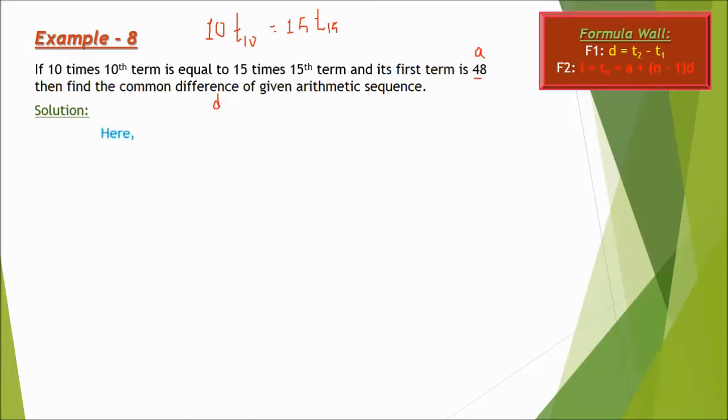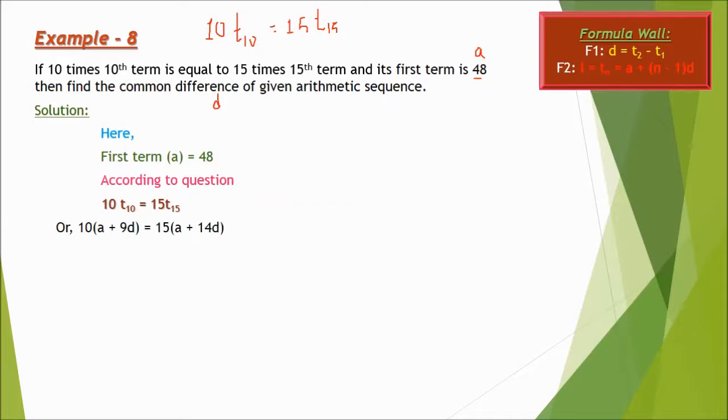Now the first term is A equal to 48, and according to the question we can write 10 times T10 is equal to 15 times T15. As we know, T10 is A plus 9D, so we can write 10 bracket A plus 9D, and we know T15 is A plus 14D, isn't it? Now on multiplication, 10A plus 90D is equal to 15A plus 210D. Multiplication of 15 and 14 is 210D. I think this step is clear.